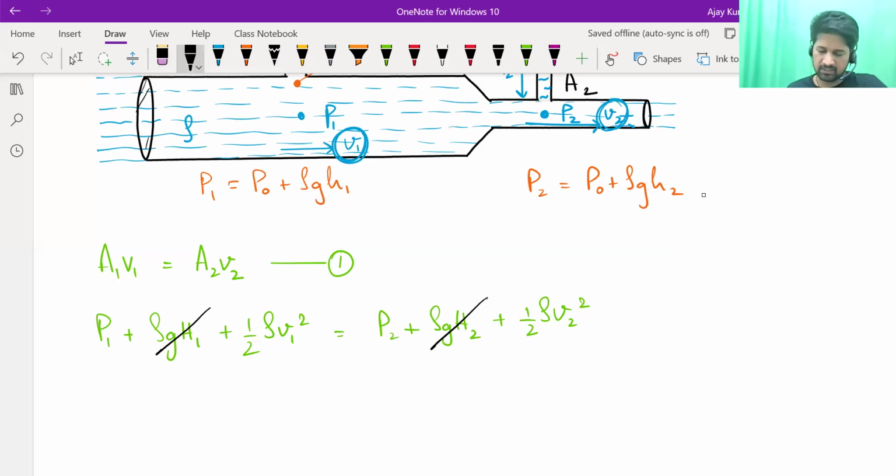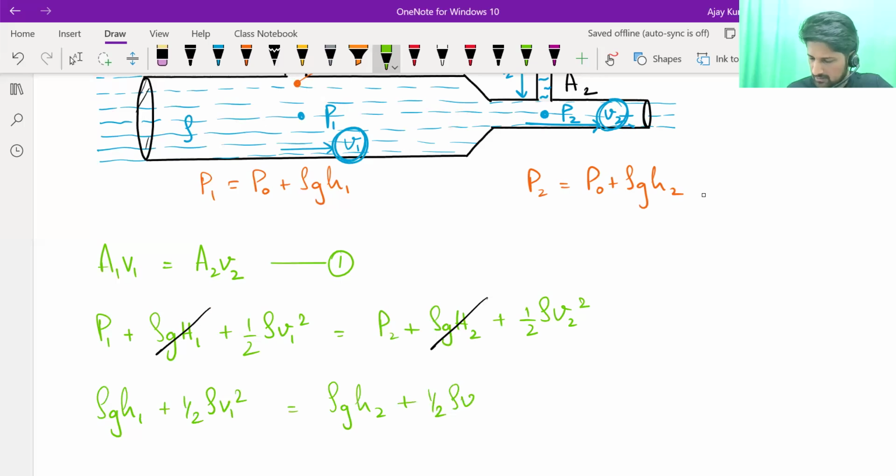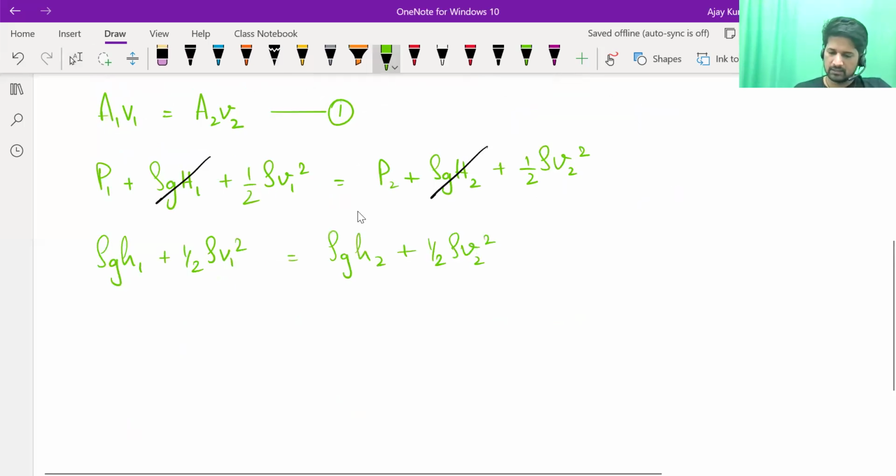P1 and P2, we know the expressions. P1 is P naught plus rho g h1. P2 is P naught plus rho g h2. P naught will get cancelled. You will be left with rho g small h1 plus half rho V1 square is equal to rho g small h2 plus half rho V2 square. Simple. Density is the same everywhere, so it will get cancelled.